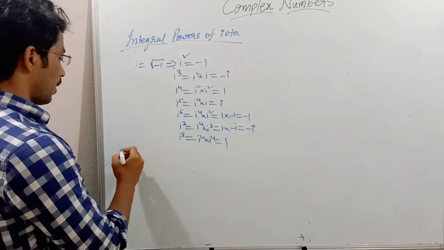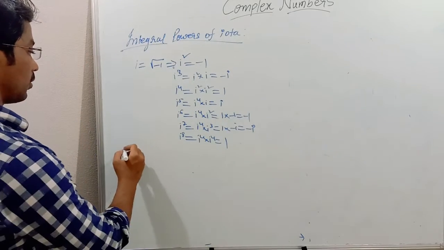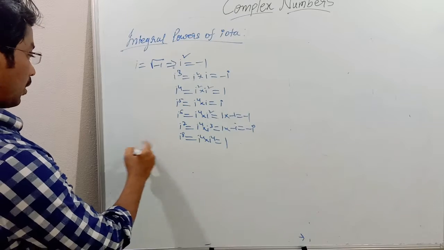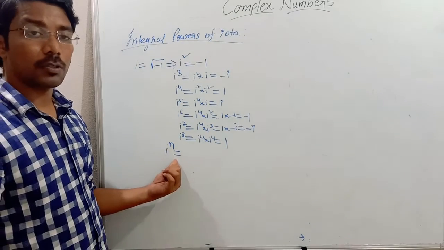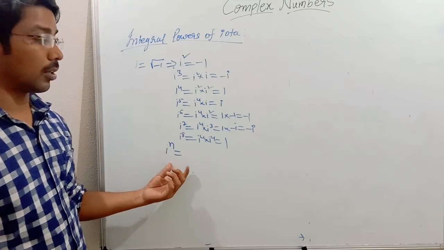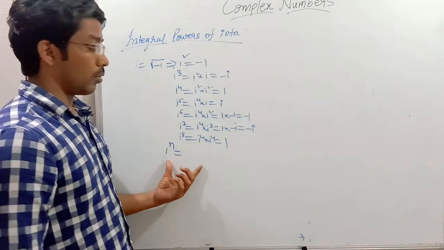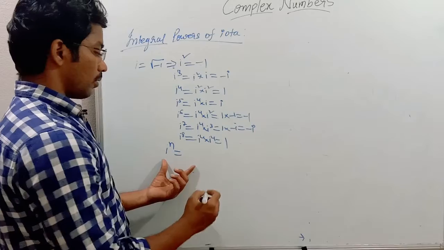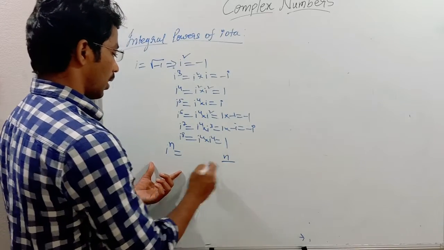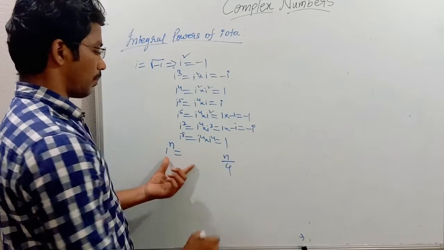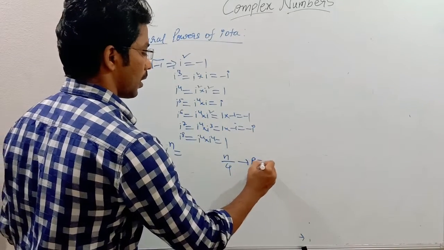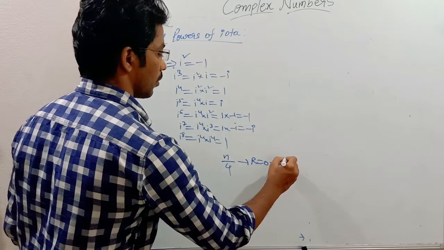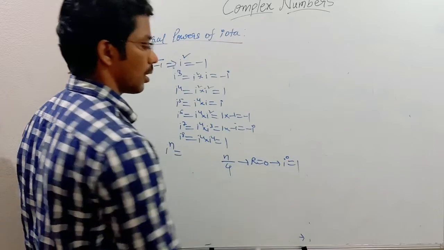So now if we take some conditions, i power n. If we take higher powers of iota, it becomes difficult to calculate the higher power iota values. So now we take a rule, n by 4. If I divide the higher power of iota by 4 and I get the remainder as 0, then it will be i power 0, nothing but 1.